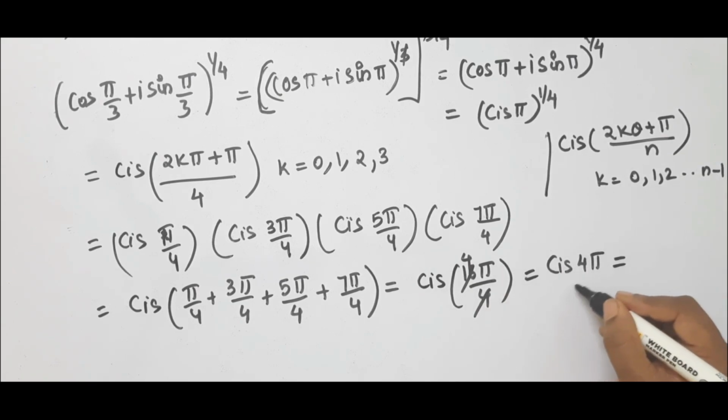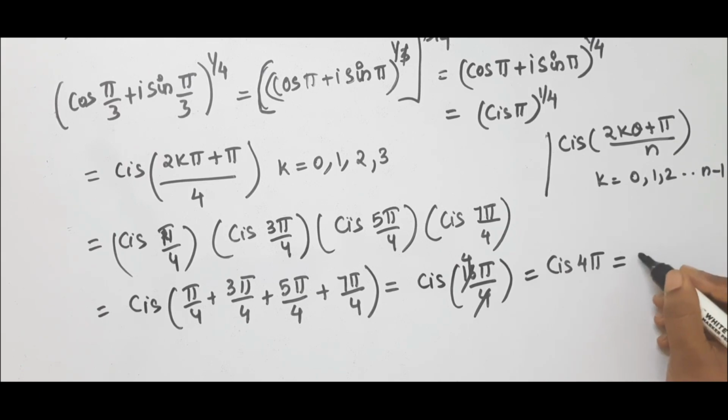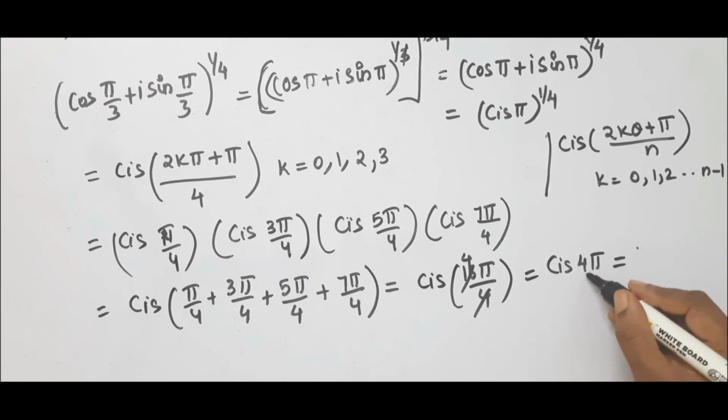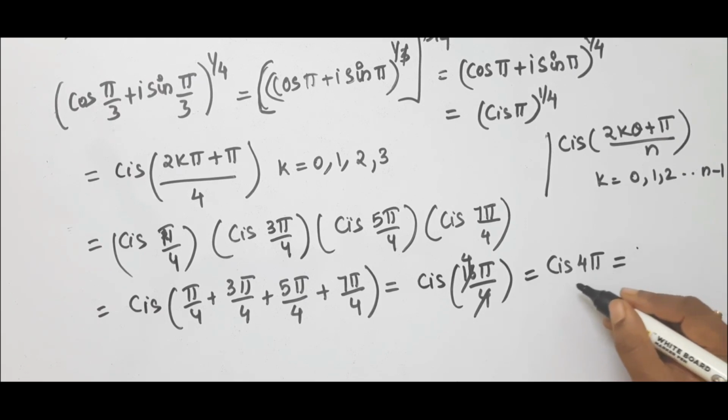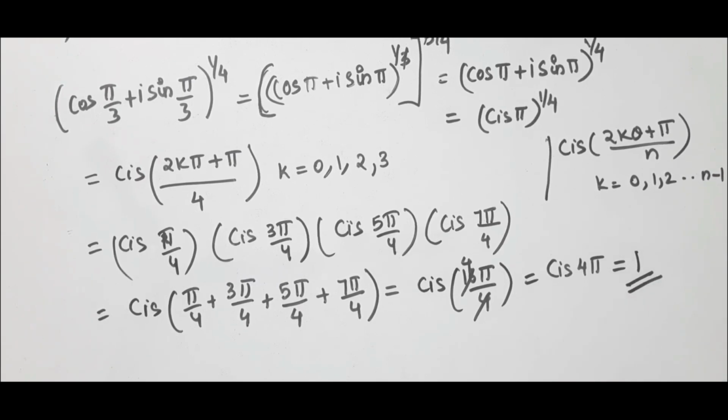So the final answer: cis 4 pi is nothing but cis of 2 into 2 pi. Cos of 2 pi value is 1 and sin of 2 pi value is 0. So we finally will get 1. So this is the final answer.